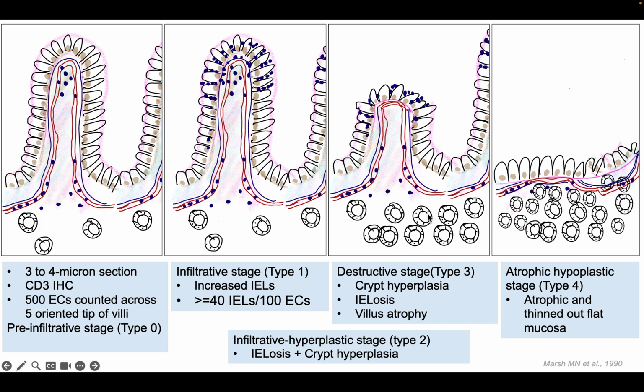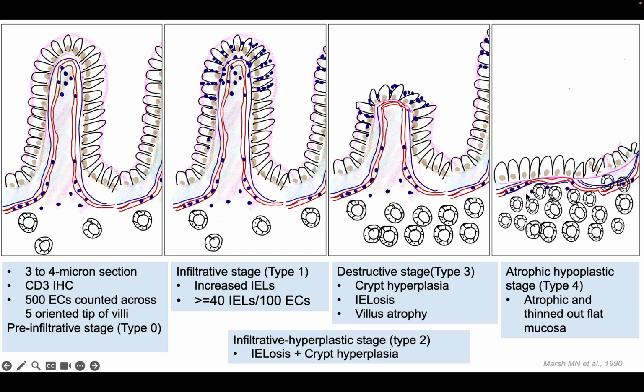Okay, and after that, in stage 3, type 3 of the Marsh classification, the destructive stage will come, and here all these ileosis, then the crypt hyperplasia, and next step is the villus atrophy. You can see the height of these villi and these villi, there are some difference. This is called the villus atrophy in the form of villus clubbing, okay, villus flattening.